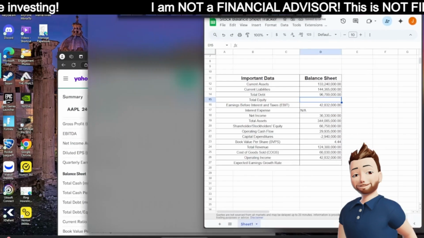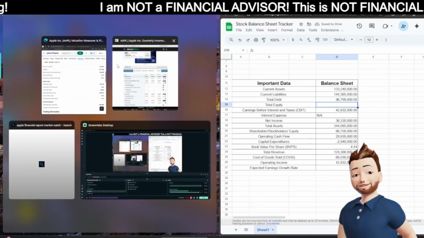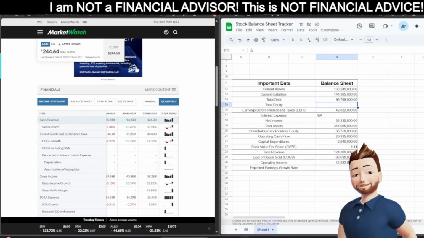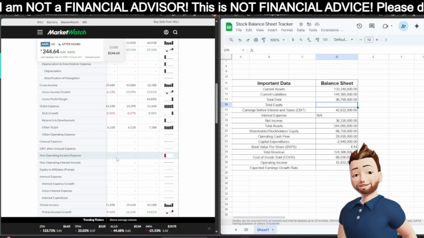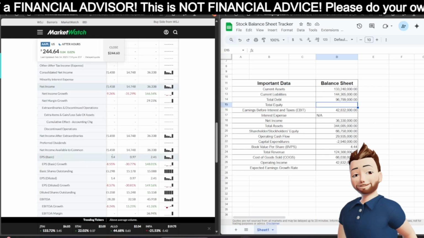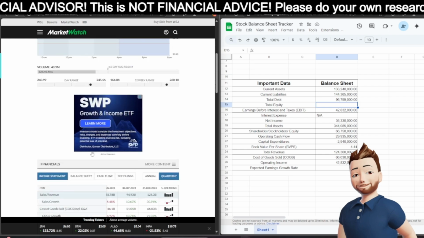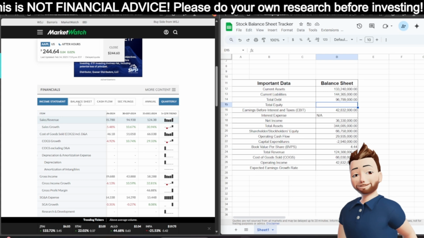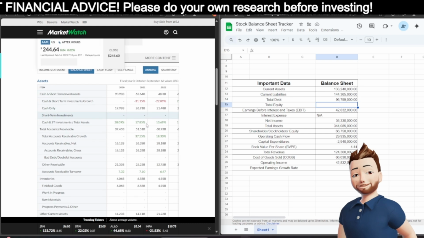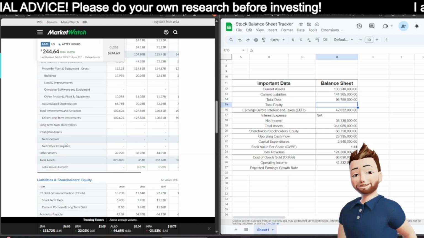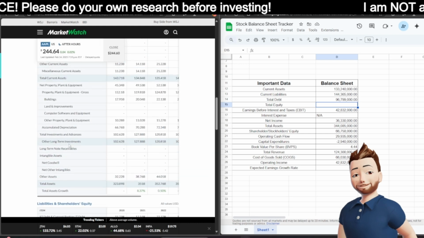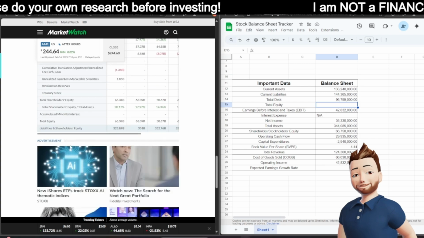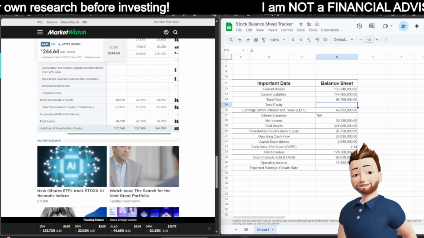Last thing I need is total equity, which I believe also comes from MarketWatch. I usually find it really quick on here. For whatever reason, again, I don't know why. I could probably find it on Yahoo Finance. I'm sure you guys could find it as well. I'm looking for total equity. It's down here, total equity, and it's another billions conversion.